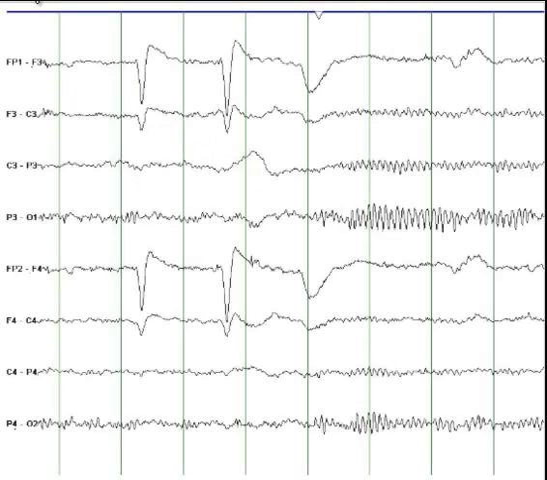Alpha coma pattern is a specific EEG pattern seen in patients who are comatose. This EEG predominantly consists of alpha frequencies. So let's review some of the normal alpha frequencies in otherwise normal individuals.